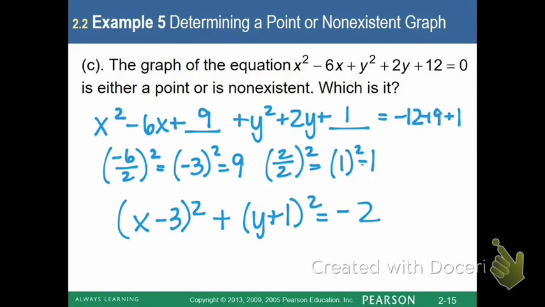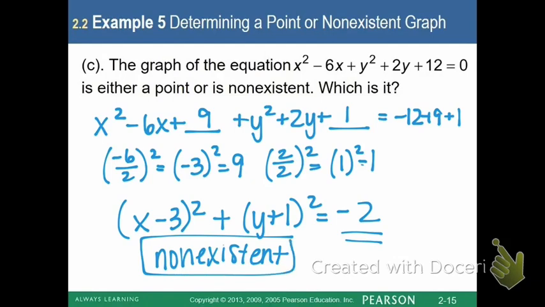So when I'm done here, I end up with a negative 2 on the right side. Since that is negative, that means that this graph is non-existent. Remember, the only time that you would get a point is if you end up with a 0 over there.